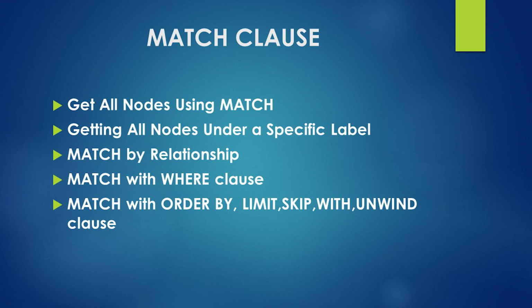So in this video we will discuss how to fetch all nodes from a Neo4j database, how to fetch nodes based on a specific label, how to fetch nodes using relationship, and how to use where clause in Neo4j, and how to use order by, limit, skip, with, and unwind clause in Neo4j. So let's see how we can use all these keywords in Neo4j.